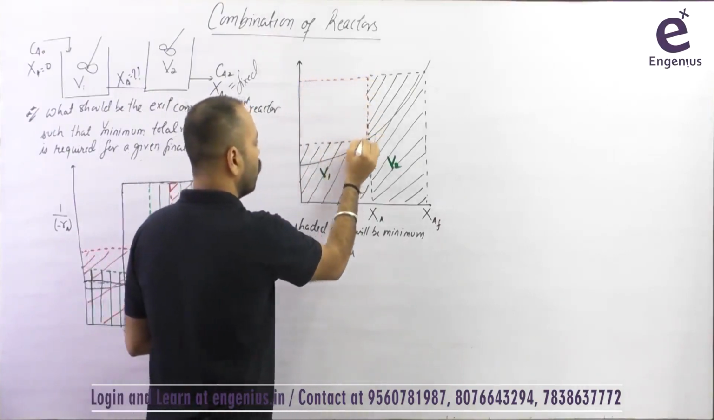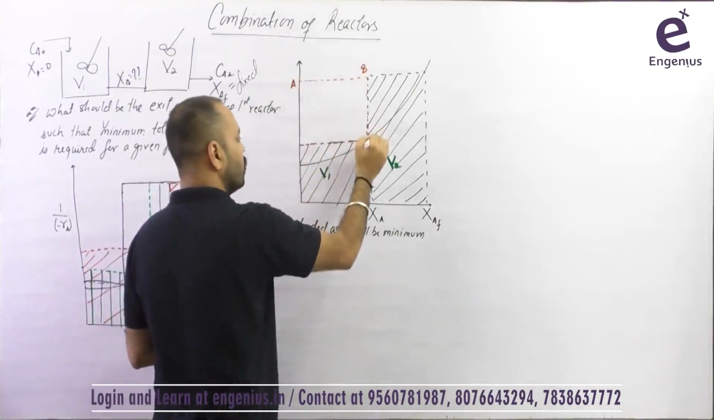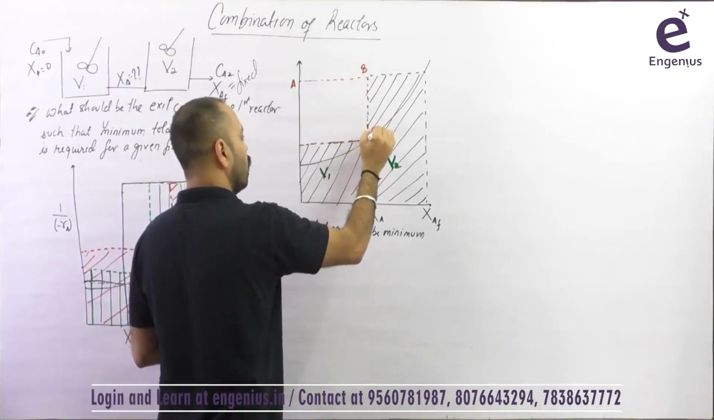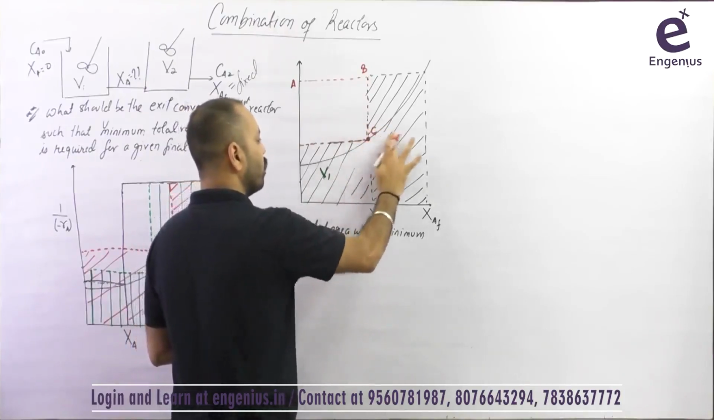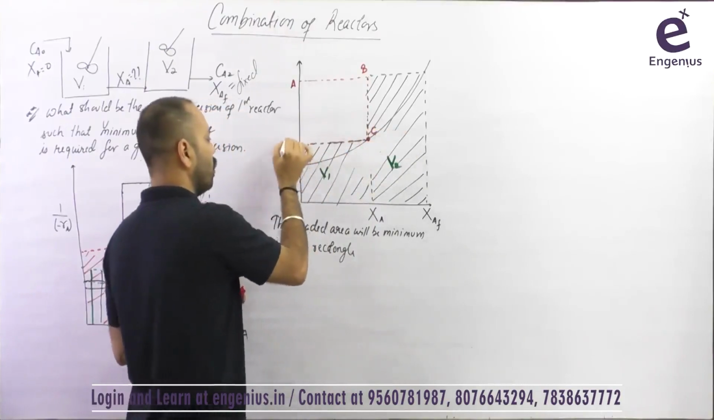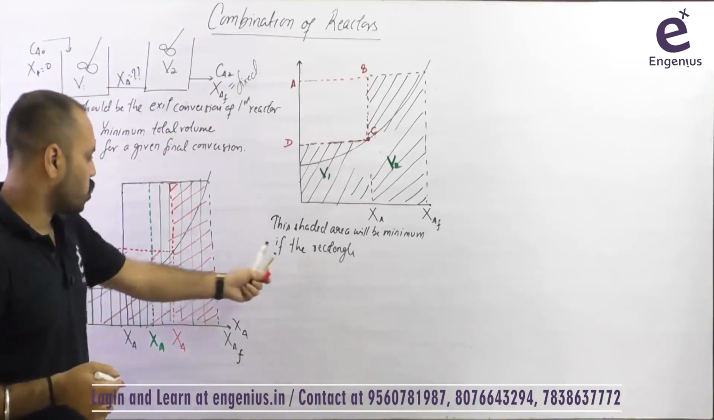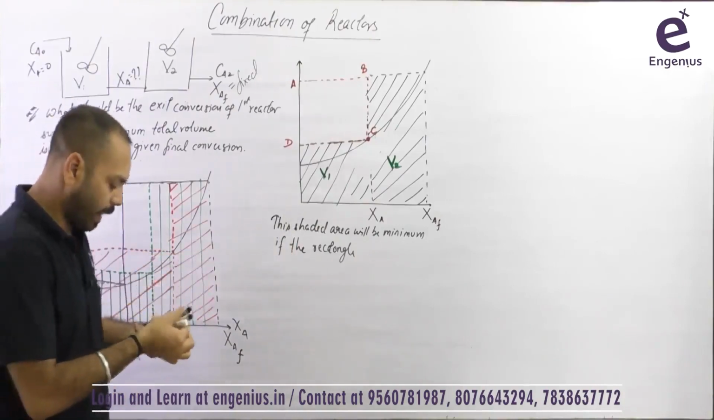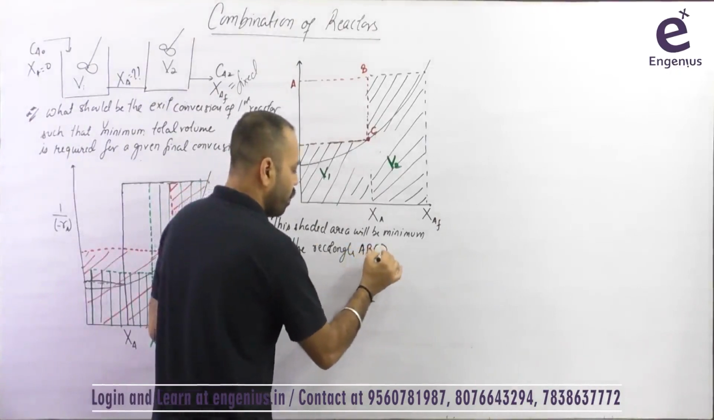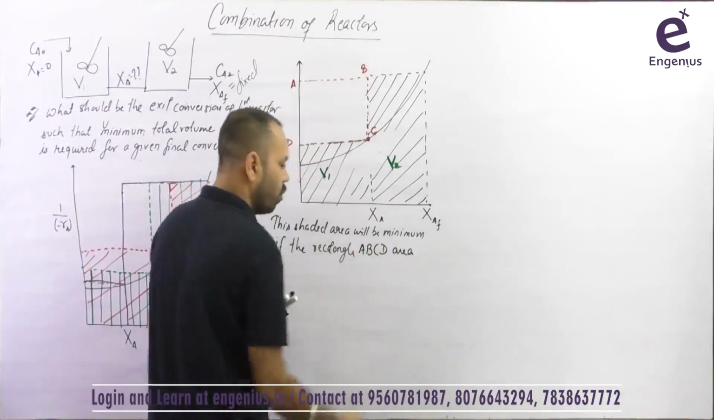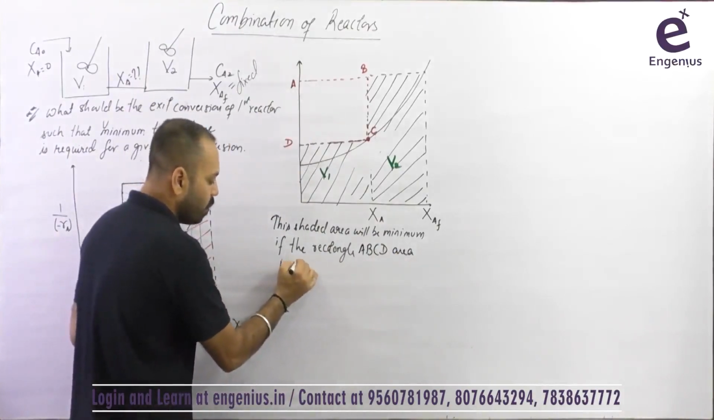This is also a rectangle, right? Let's call it ABCD, just the name given to it, this is the point C. Let me make some empty space here so that I can make something else in that empty space. This shaded area will be minimum if the rectangle ABCD area is maximum. I hope this is not very difficult to understand. If the rectangle ABCD area is maximum.